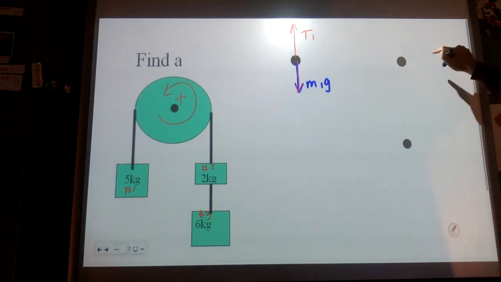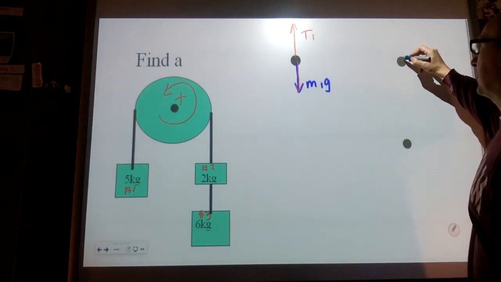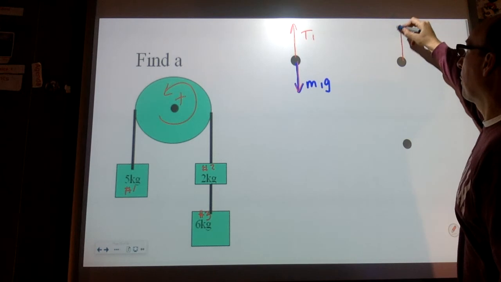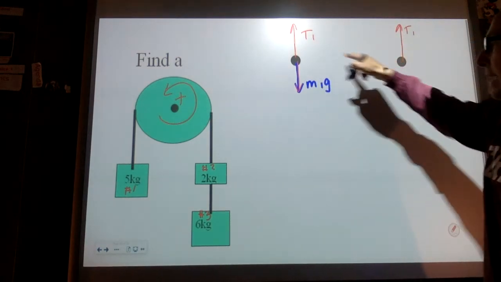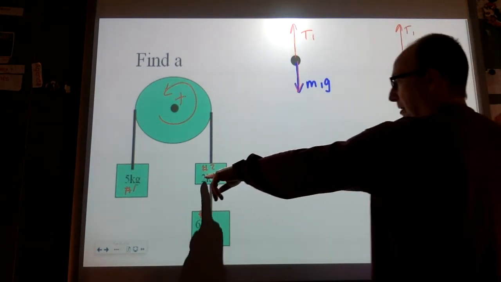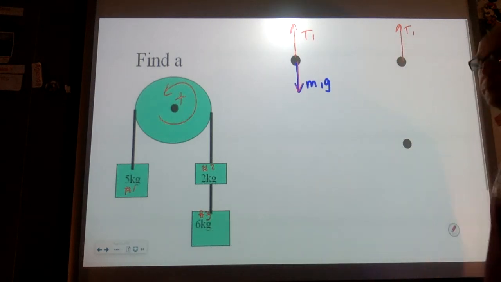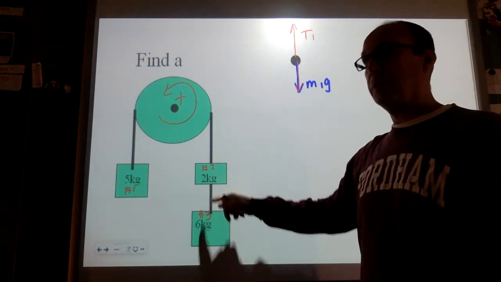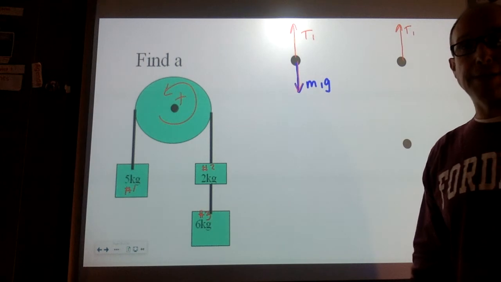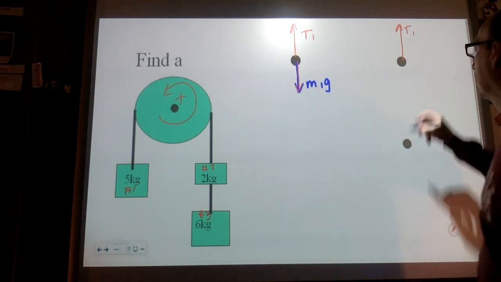For number 2, I need to have a T1 that's the same length as that one. And then number 2 has two things pulling it down. There's another rope, so it's going to be a second tension, and it has its weight.